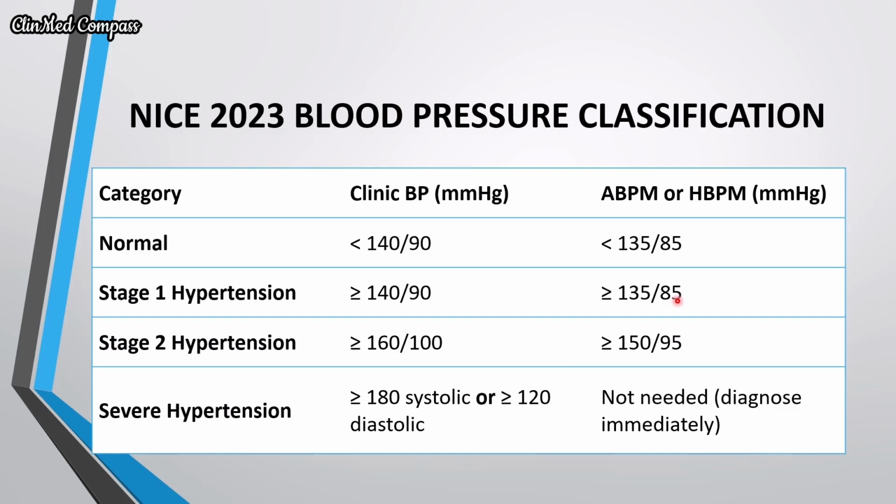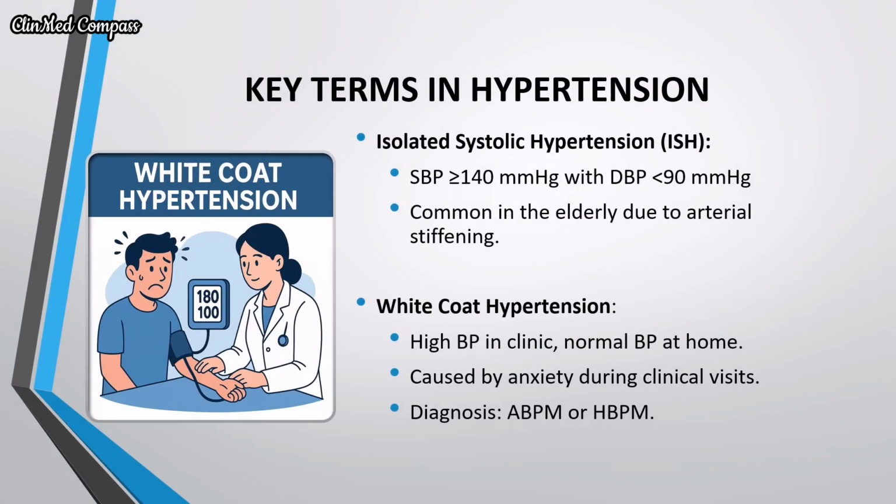In other words, a diagnosis is made if either of those two methods, that is the ambulatory or the home BP monitoring, shows a mean of 135/85 or more. This helps to reduce both false positives, as in white coat hypertension, and false negatives like in masked hypertension. Before we go further, let us look at some key terms in hypertension.